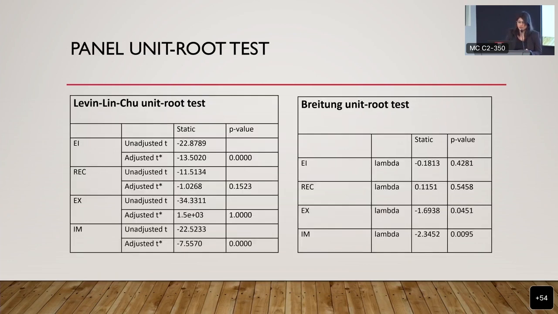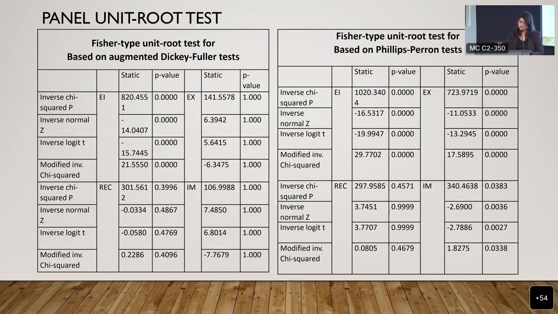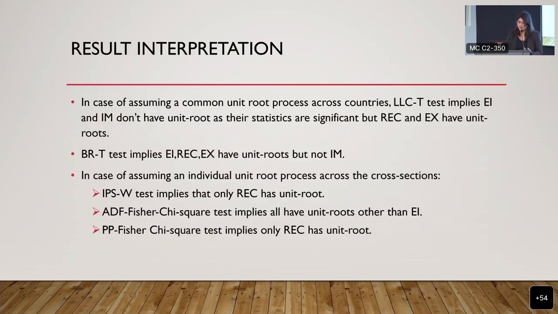So I will not explain the whole panel unit root test result. I will just give you the interpretations. We have tested the 5 test statistics, and we got the result that, assuming a common unit root process across countries, the LLC test implies energy intensity and import don't have unit root as their statistics are significant, but renewable energy consumption and export have unit roots. The Breitung test implies energy intensity, renewable energy consumption, and export have unit roots, but the imports do not have the unit root.